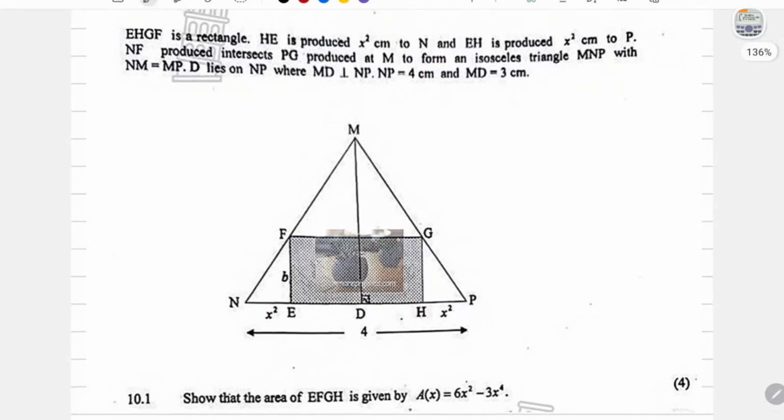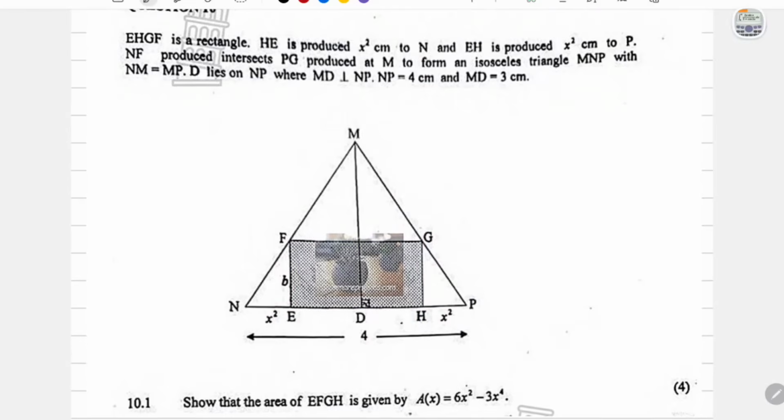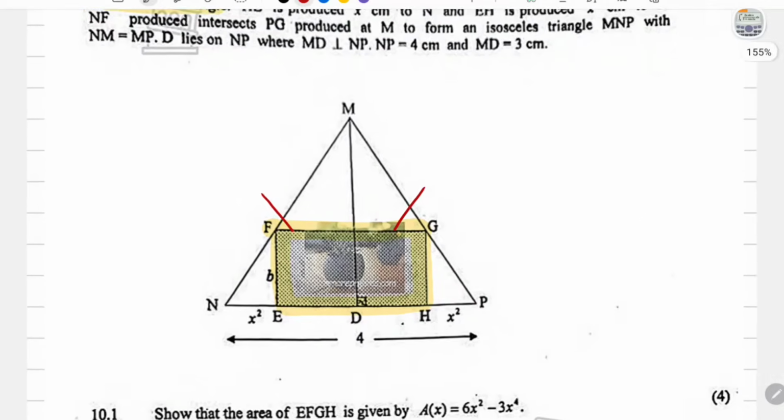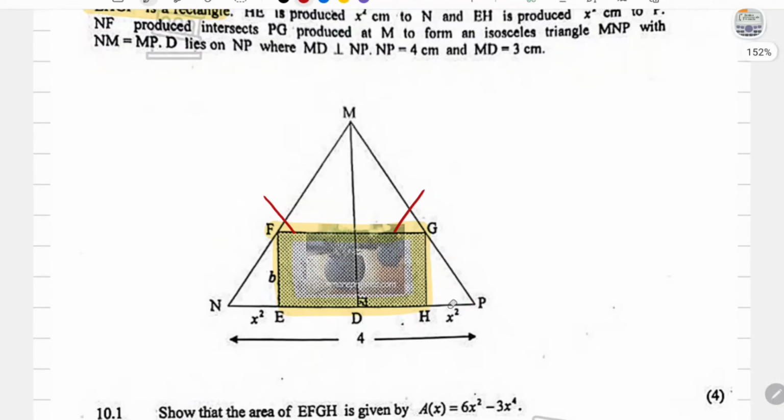Okay, so let's just establish a few things. First of all, they made it very clear this is a rectangle. They said the rectangle, so we can consider all the properties of a rectangle on this. Regardless, they told us that these two lines, that and that, are equal. So that line and that line. So we have an isosceles triangle, and that's x squared, that's x squared.